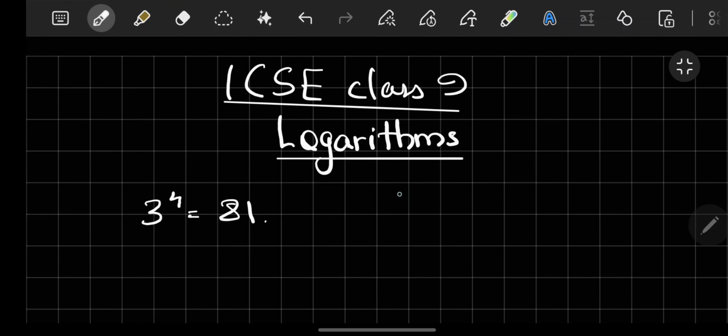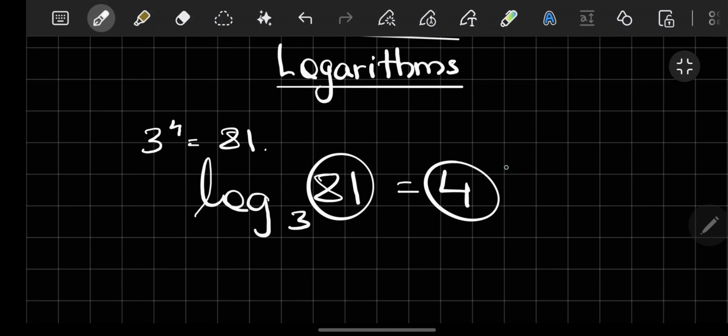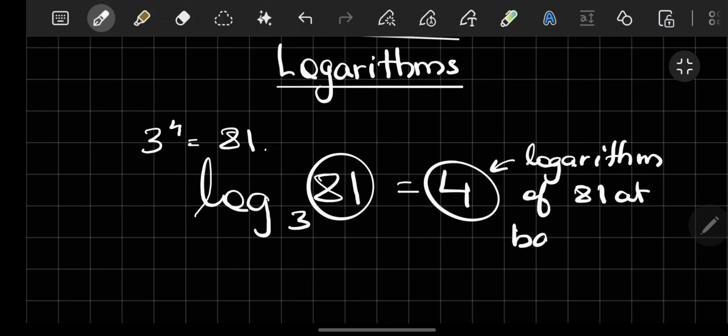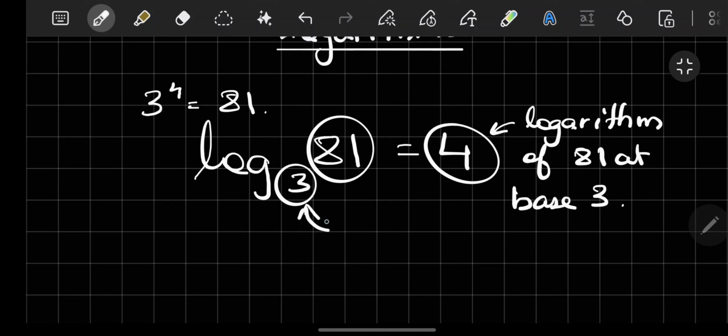Now let's take a number: 3 power 4 is equal to 81. That's an exponential form. So how to write it in the logarithmic form? We write it as log 81 to the base 3 is 4. Here the 4 is known as the logarithm of 81 to the base 3. Here 3 is known as the base of the logarithm.